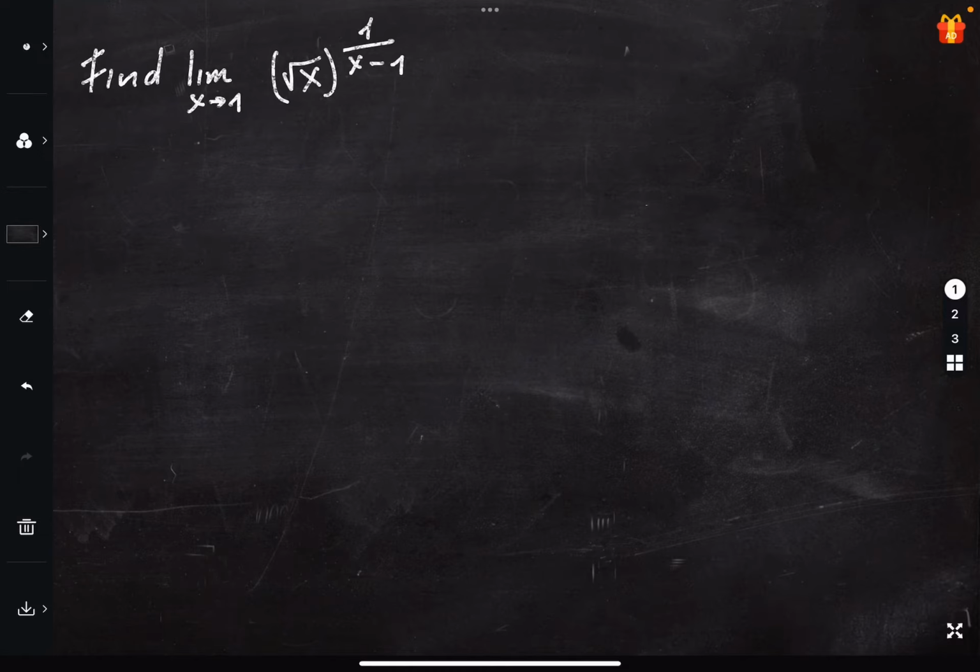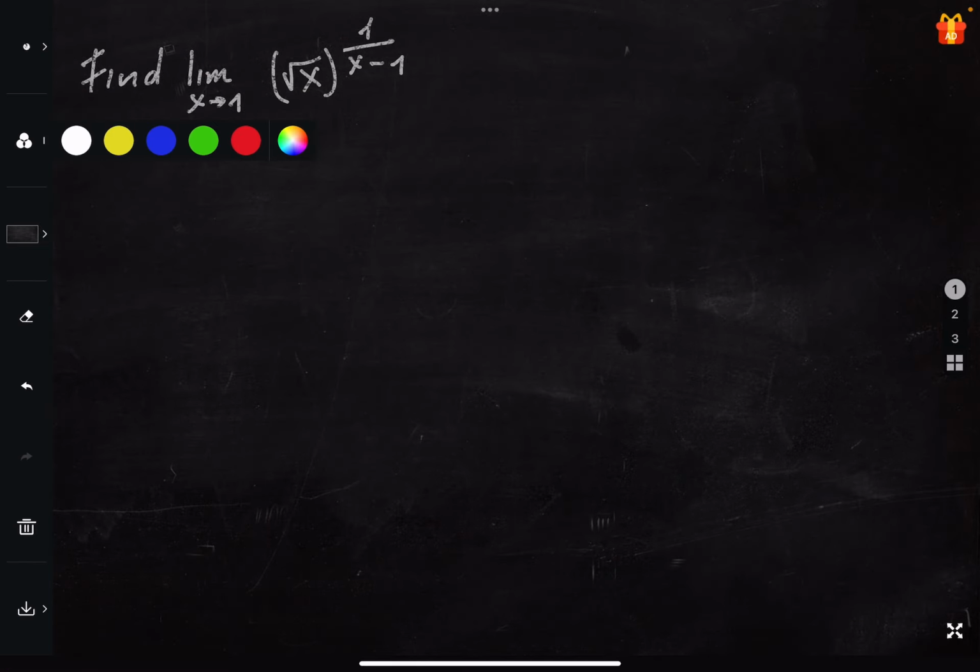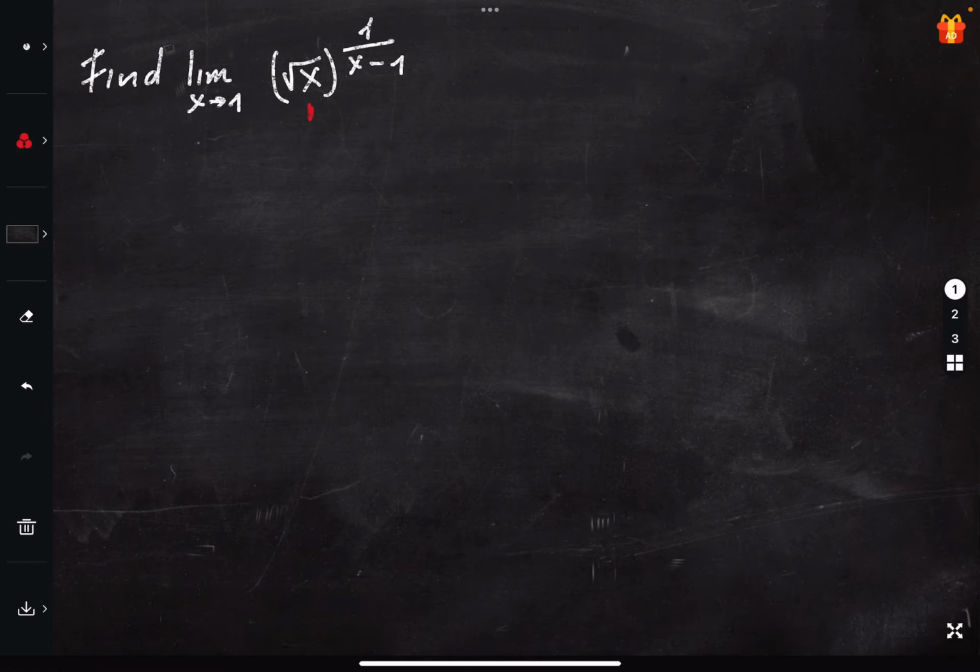So I'm going to try to find the answer to this question where I'm being asked to find the limit as x approaches 1 of square root of x to the power of 1 over x minus 1. So here, if I go ahead and plug in 1, I'll get square root of 1, which is 1. And here we get 1 over 1 minus 1, which gives me 0 at the bottom, which means that 1 over 0 is going to be my answer here.